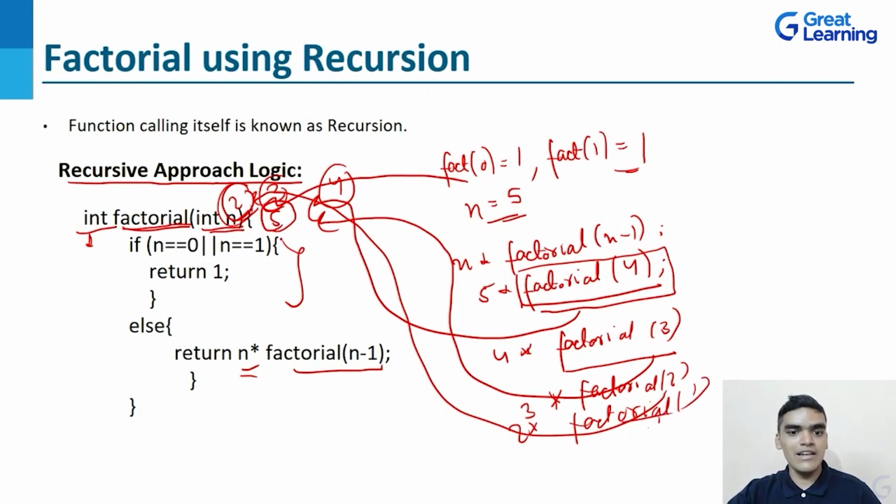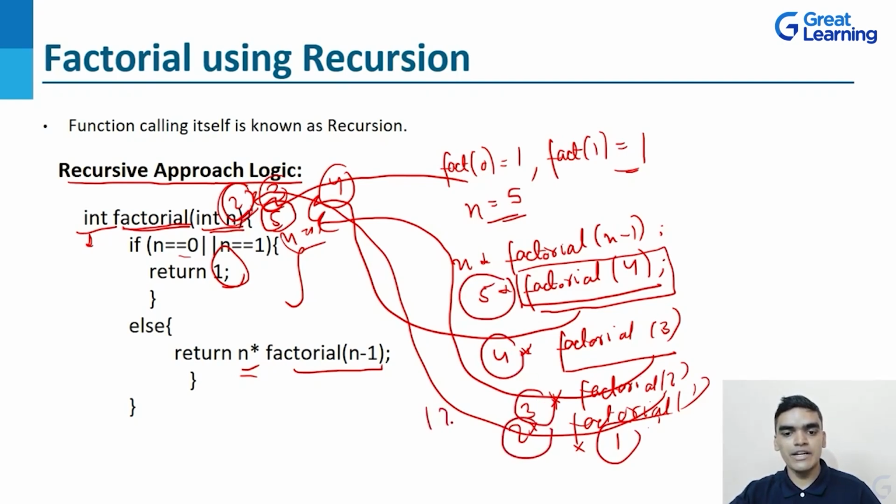So once the n value is 1 here, it will see, oh, n is equal to 0 or n is equal to 1, right? So it will return the value 1. So here we get the new value as 1. Now if you multiply, 5 into 4 is 20, 20 into 3 is 60, 60 into 2 is 120. So we get the factorial value as 120. So this was the logic, right?